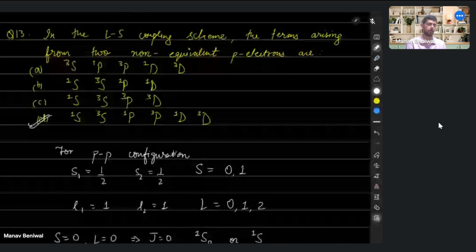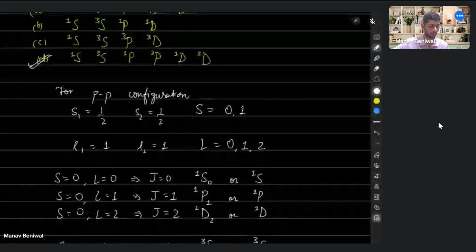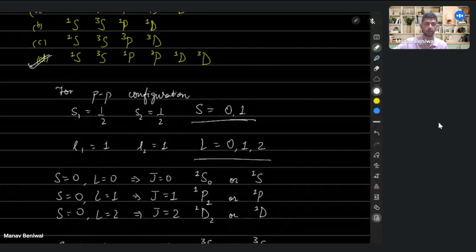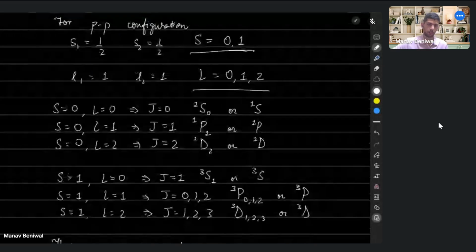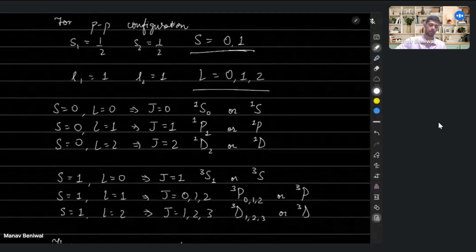Here again, we take total S as S1 plus S2, and similarly we get the total L value, and then we take all the possible cases. When S is 0, all the values of L; when S is 1, all the values of L. Then we can simply write these notations: 1S0, 1P1, 1D2, and then 3S1, 3P, and 3D.